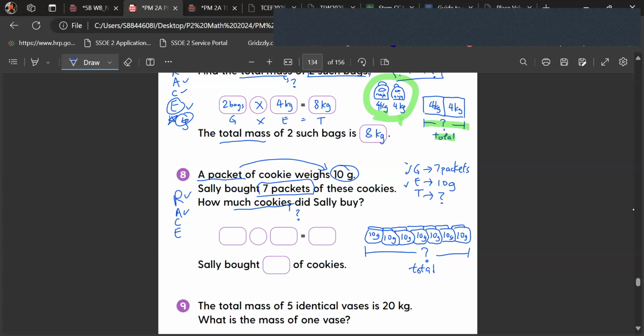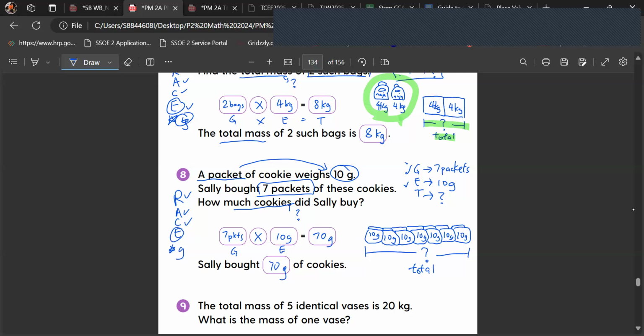So what can I use here? Plus, minus, times, divide? Times. I can use 7 packets times 10 grams each to give me a total of 70 grams. Not 70 packets, 70 grams. Okay, very important. 70 grams.